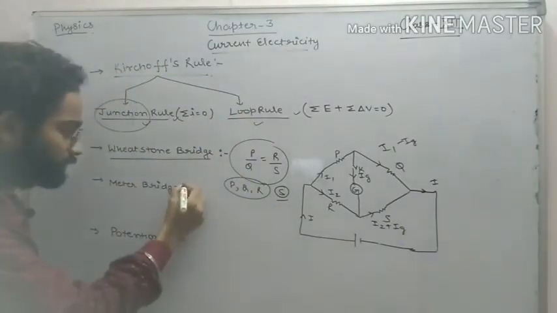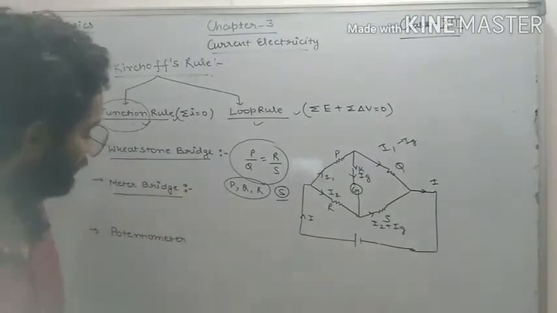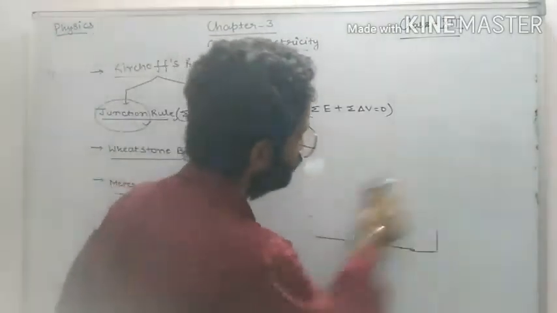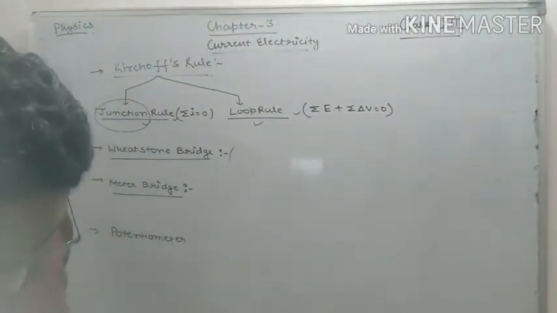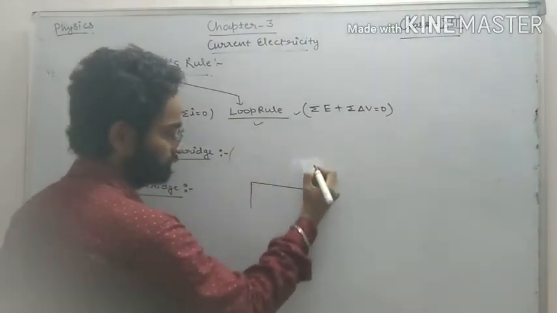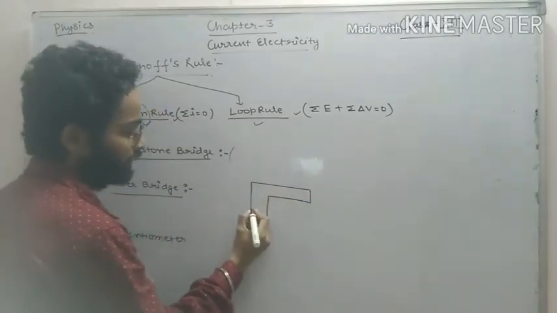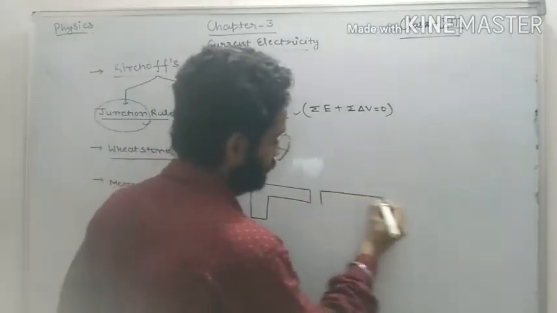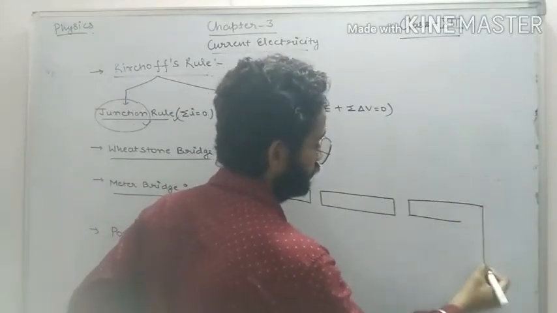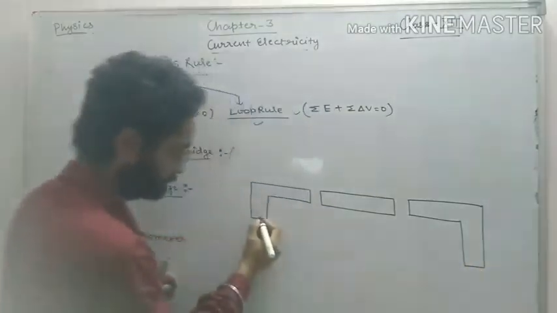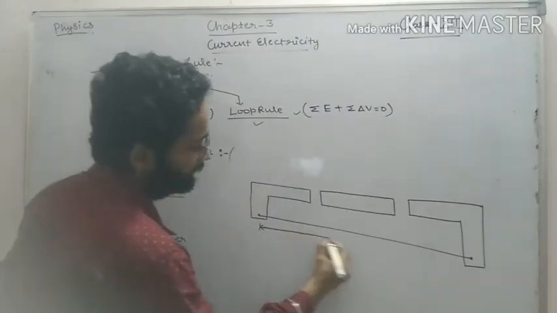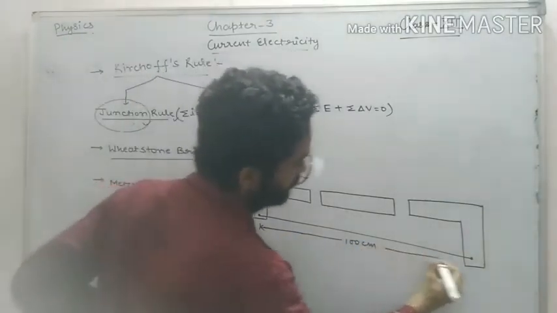Moving further, very rapidly we are talking about the next topic. That one is the meter bridge. What do you mean by a meter bridge and why is it called a meter bridge? It is also a bridge type of structure, which you must have seen in your lab. It also works on the Wheatstone bridge principle, and there is a wire of 1 meter, or you can say 100 centimeter.